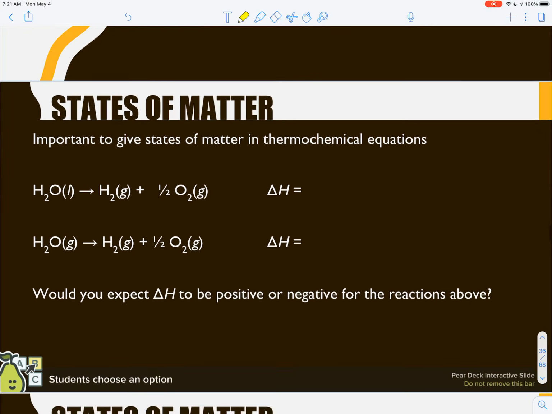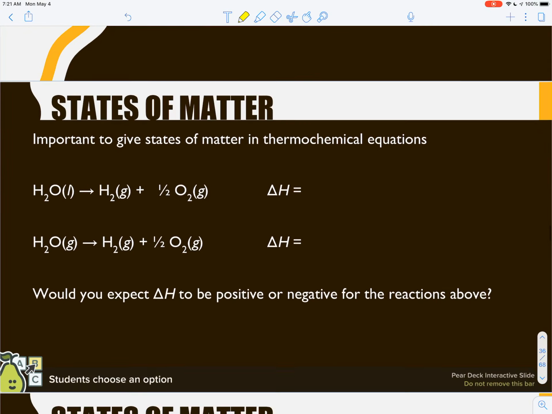So this first slide is about why it's important to give states of matter. If we look at these two reactions, take a second and try to identify the difference between them. You may have noticed that the products are the same for both, but in this one we have liquid water breaking up, and in this one we have gaseous water breaking up.